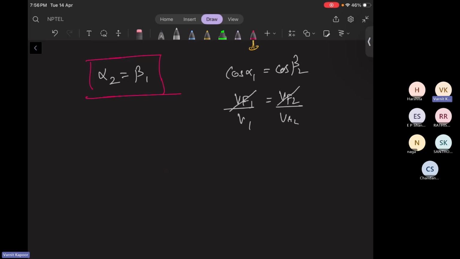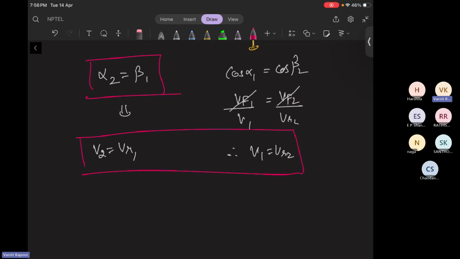So this and this cancels. Therefore, your condition is V1 is equal to VR2, and from here, your condition will come out to be V2 is equal to VR1. So these are the other two conditions also. So there are four conditions for 50% degree of reaction in axial flow compressor.